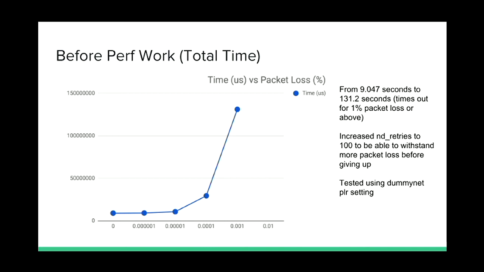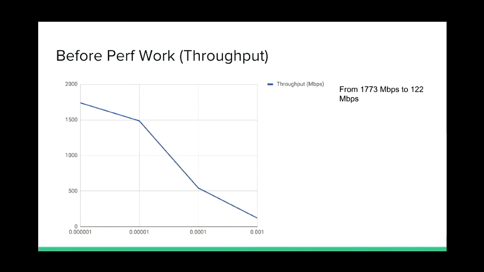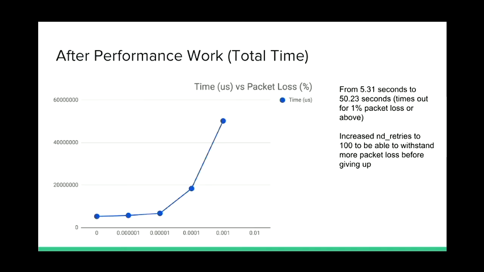And vtnet is probably important to point out. So this is on like a ThinkPad. Doing it on bigger hardware is to come. And here's throughput. You can see your throughput just absolutely tanks from 1773 megabits per second to 122. So it gets from somewhere reasonable to somewhere not.